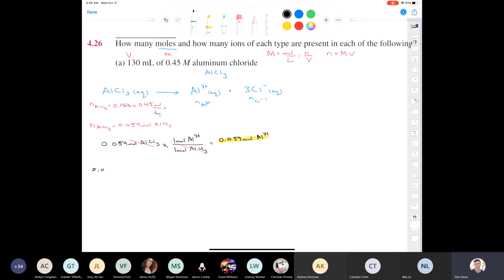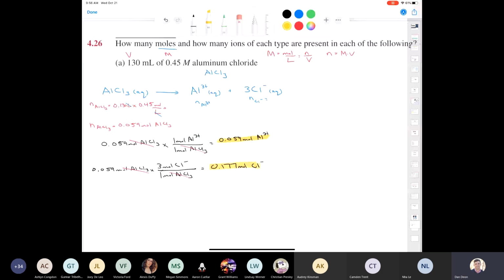I wanted to determine the number of moles of chloride ions. I have 0.059 moles of aluminum chloride. And I know that for every 1 mole of aluminum chloride that dissociates, I form 3 moles of chloride ions. Moles of aluminum chloride cancel out, and I'm left over with the number of moles of chloride ions, which is equal to 0.177 moles of chloride. Now I've solved the second part.